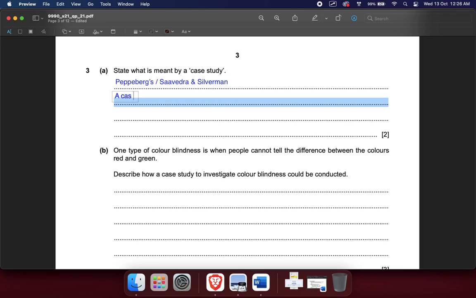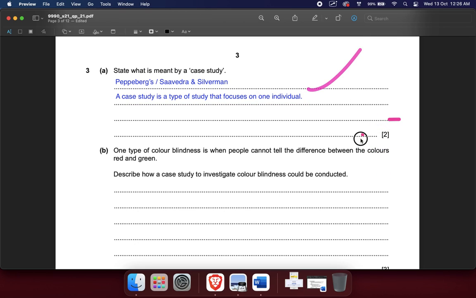A case study is a type of study that focuses on one individual, right? Now, wait a minute. It's a 2-mark question. Is this 1 sentence enough? Not enough. This just gives me 1 mark. I need a 2nd mark. What should I do? I should describe it a little bit more in detail, right?